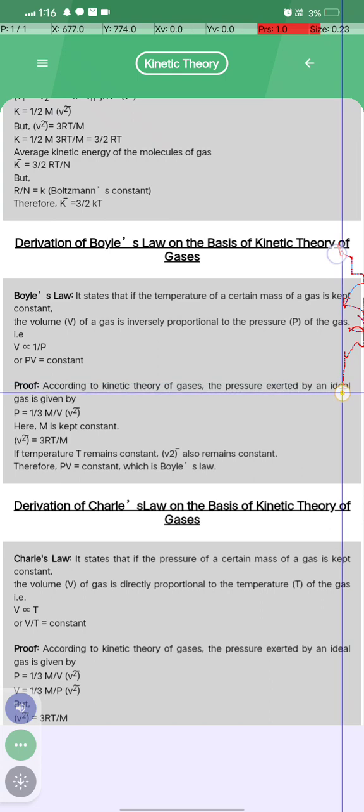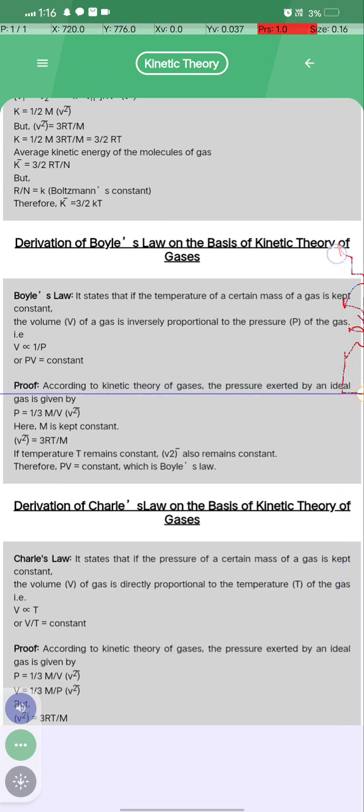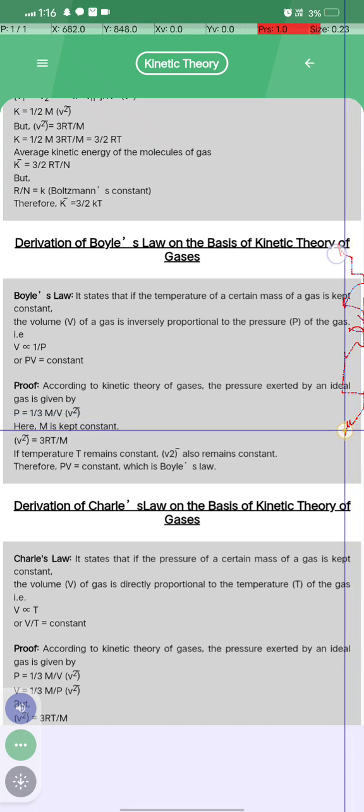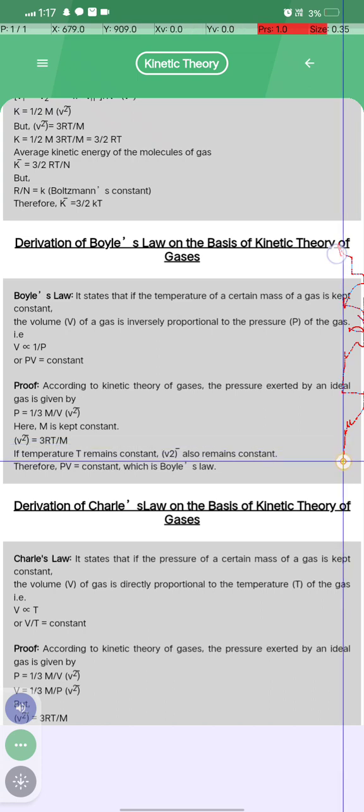Proof: according to the kinetic theory of gases, the pressure exerted by an ideal gas is given by P = 1/3 (m/V) v², where the mass m is kept constant and v² = 3RT/M. The temperature T remains constant, so v² also remains constant, and PV = constant, which is Boyle's law.